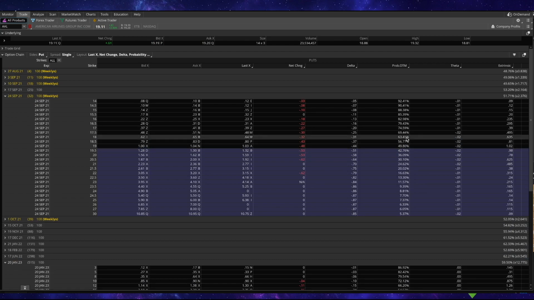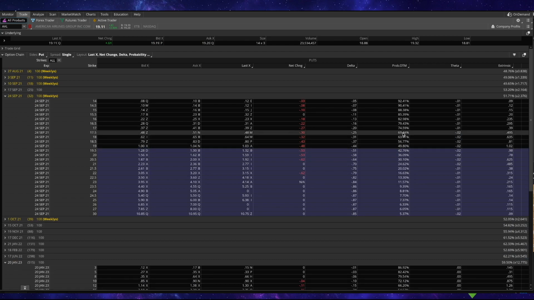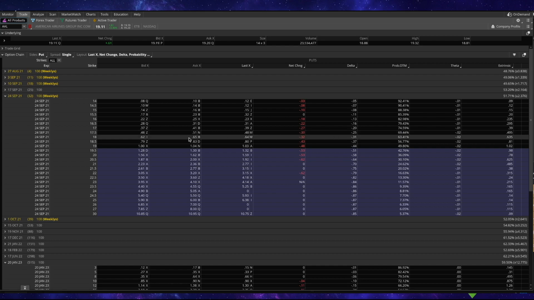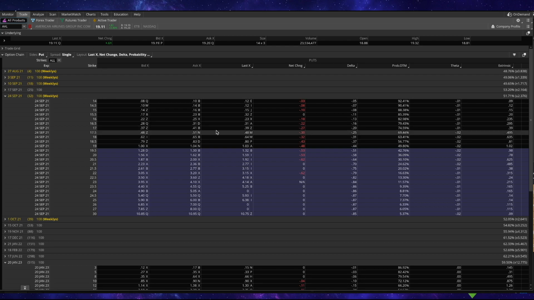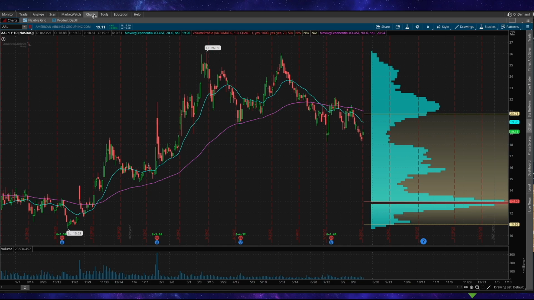18, 63%. I don't like being that close of a delta. 17.5. Oh, let's go ahead and go 17. That looks like some decent premium out here. Is there any earnings coming up? Earnings, you can see by the blue line here, is on 10/21, so no earnings coming up. A little bit of volume here at the 17.50.